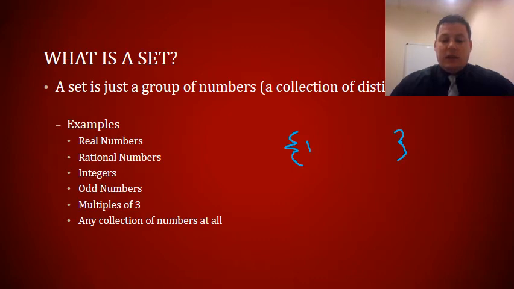And I want my set to include 1, 5, A, 8, and 15. That's a set. It can be any collection of numbers. I have a reason for picking these numbers potentially, but just know that a set can be anything. Sometimes it's specific, sometimes it's not so specific.